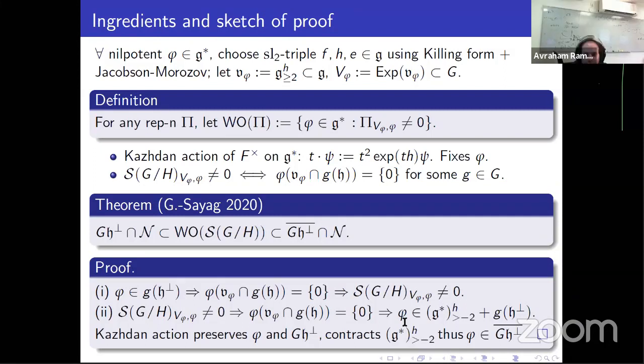Okay, no questions? So let me add that this works also for non-homogeneous spaces. Instead of G mod H, we could have X, and instead of GH perp, we would have the image of the moment map. Exactly what this is for G mod H, it's the image of the moment map.